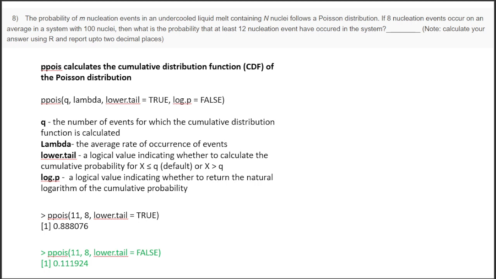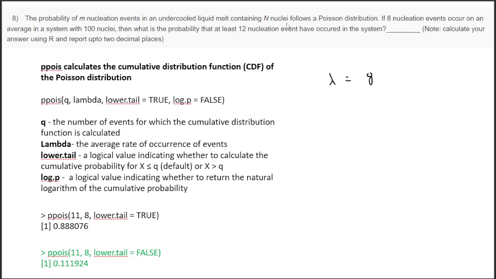Coming to the eighth question. The probability of n nucleation events in an undercooled liquid melt containing N nuclei follows the Poisson distribution. So here, 8 nucleation events can occur on average in a system with 100 nuclei. The rate at which nucleation happens is lambda, as is generally the case for the Poisson distribution. The lambda rate is 8. And they are asking what is the probability that at least 12 nucleation events have occurred. First, they have already told us it's a Poisson distribution.